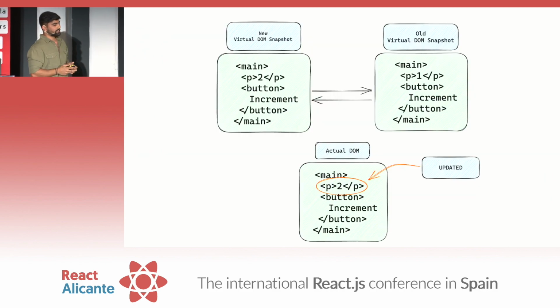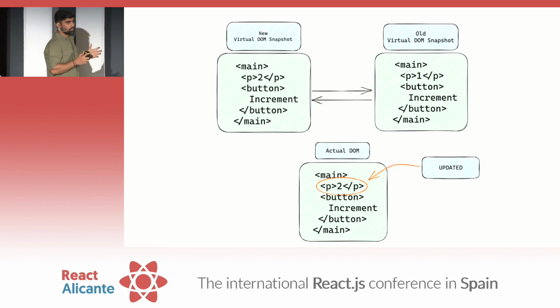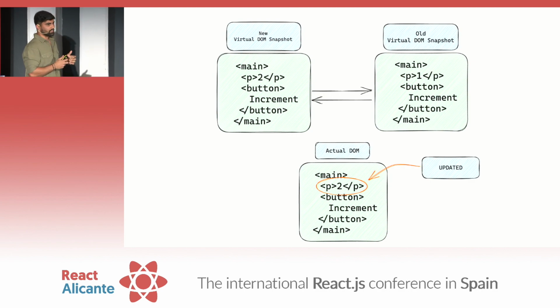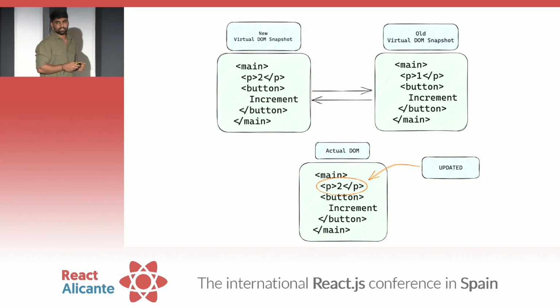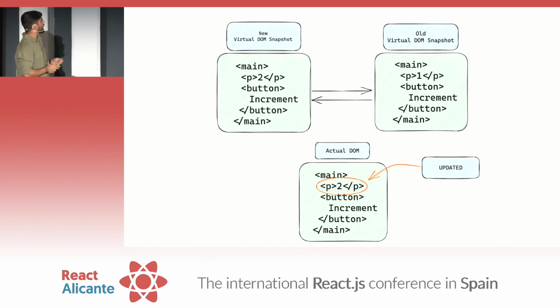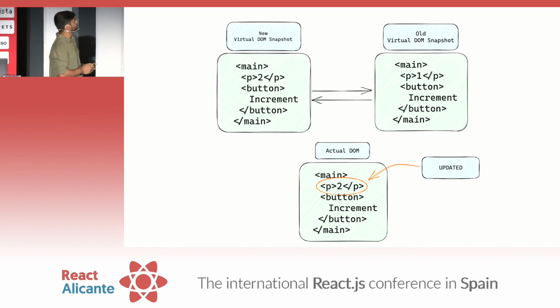So what React.js does is, whenever you update the state, it takes the whole code, creates a virtual DOM, compares it with the old virtual DOM, checks if there are any differences, and updates those differences.